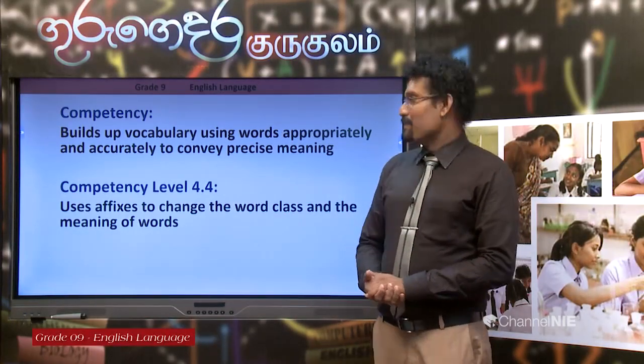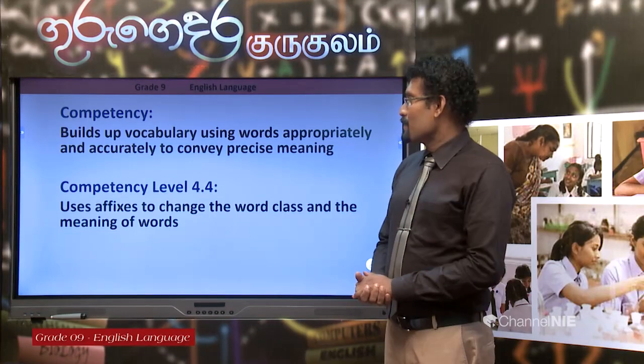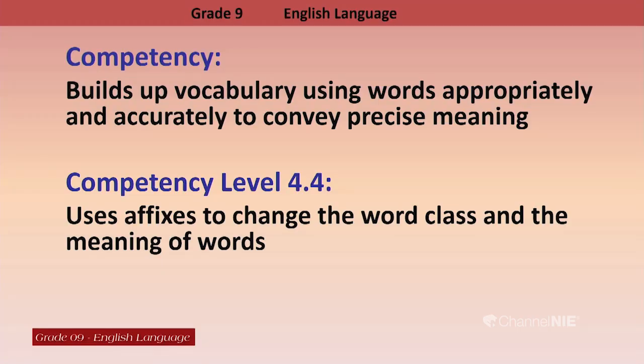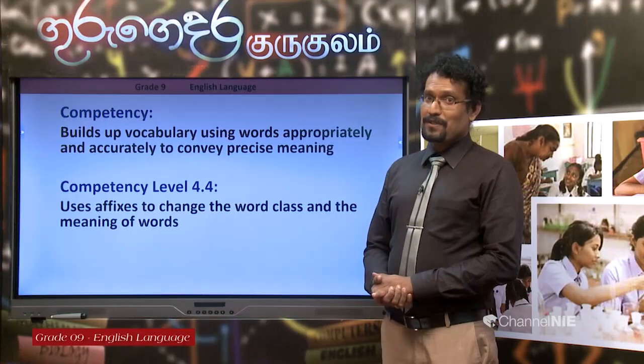So, competency, yes, what is the competency here? Builds up vocabulary using words appropriately and accurately to convey precise meaning. So, here we are going to build up vocabulary using words appropriately and accurately, very correctly, to convey precise meaning. The competency level I am going to cover is 4.4, uses affixes to change the word class and the meaning of words.